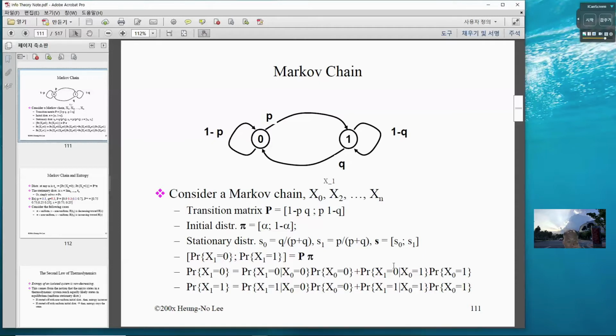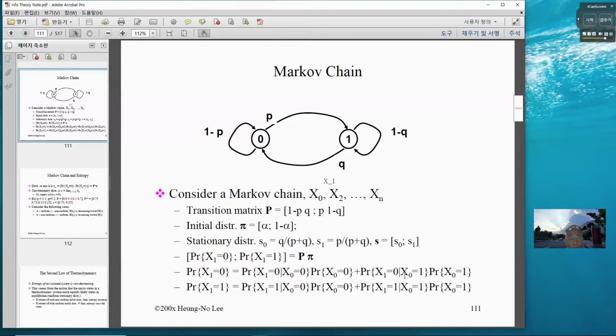The relationship between them can be obtained by considering these simultaneous equations. So for example, probability that x1 is equal to 0 can be written, using total probability theorem, as probability of x1 equal to 0 and x0 is equal to 0. And then using conditional probability, it can be written this way. And starting from 1 to 0, it can be written this way.